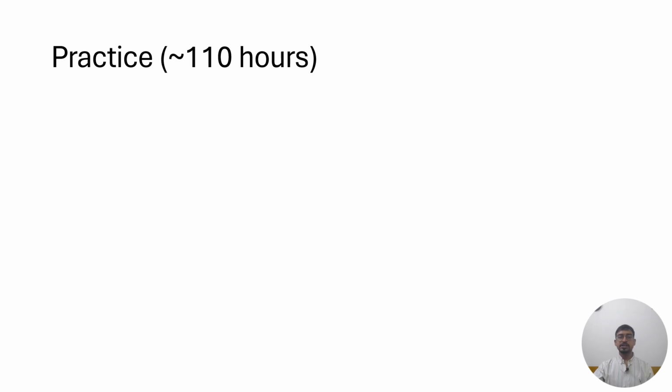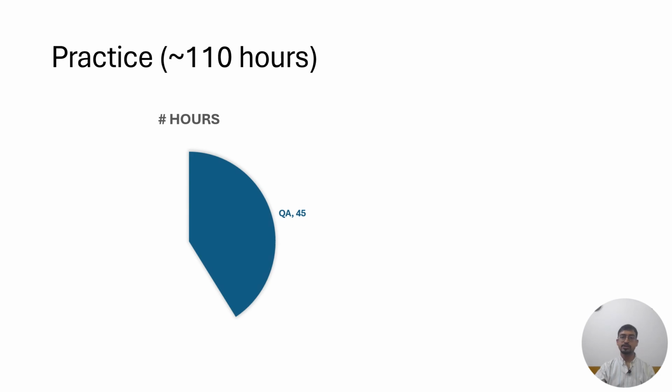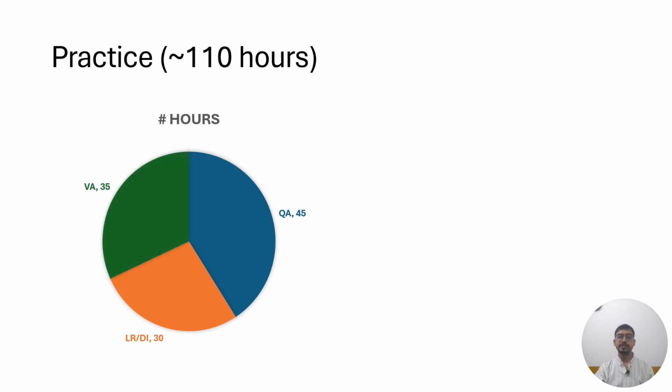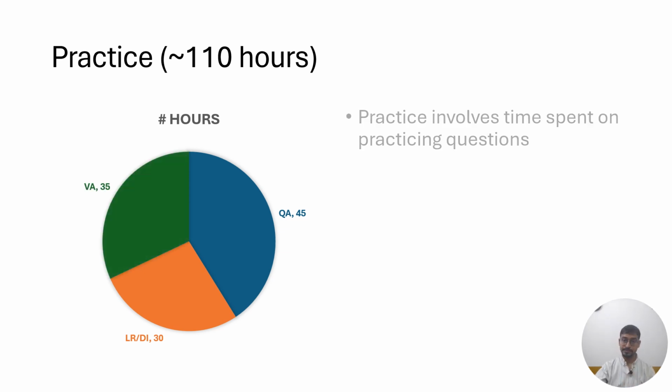We have allotted 110 hours to practice in these 30 days. These 110 hours will be allocated across quantitative aptitude for 45 hours, 30 hours for practicing logical reasoning and data interpretation, and close to 35 hours for practicing verbal ability.